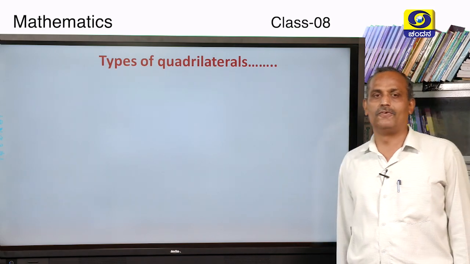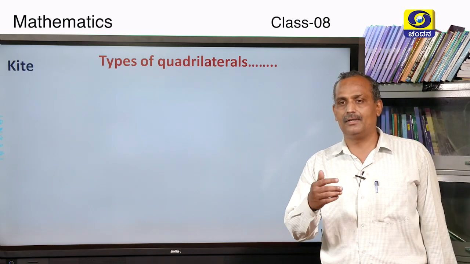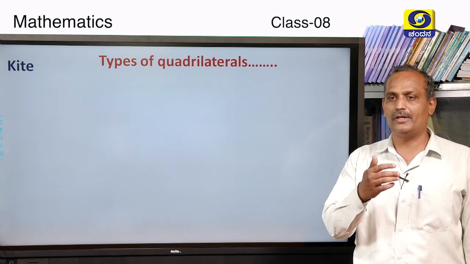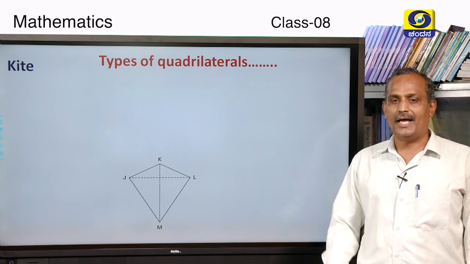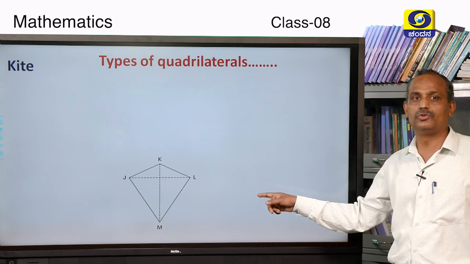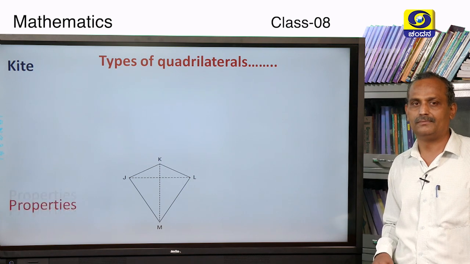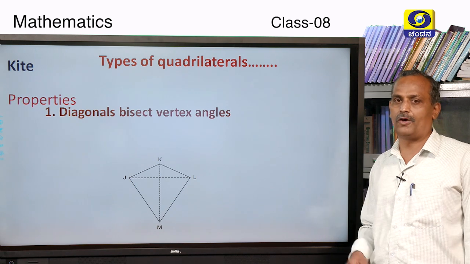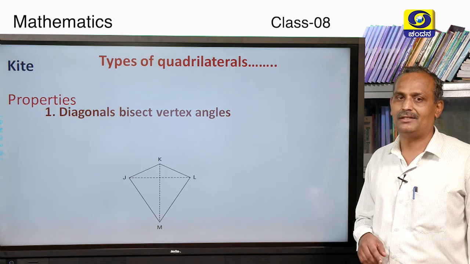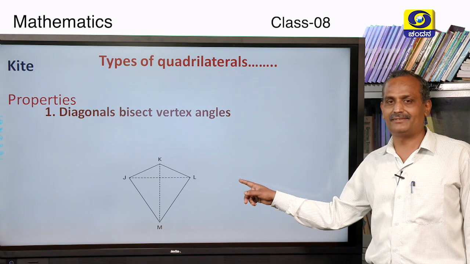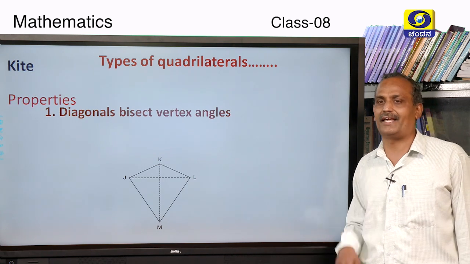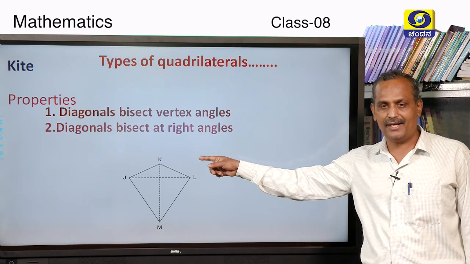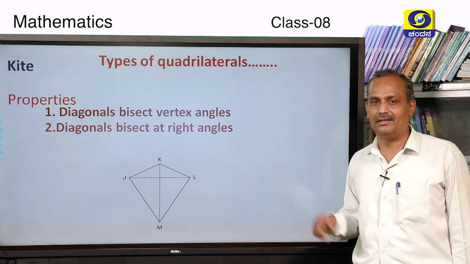So, let us move further. I have already listed kite as a type of quadrilateral. I am going to define it. I have drawn a kite, so you too should draw this kite in your notebook. Let us list the properties of the kite first before defining what a kite is. Diagonals bisect the vertex angles. I have drawn two diagonals here, so let us name those: diagonal KM and diagonal JL.